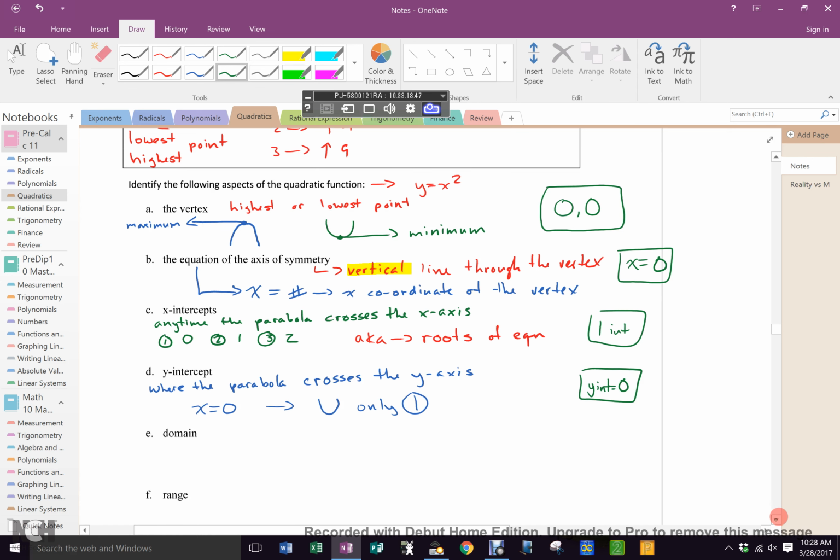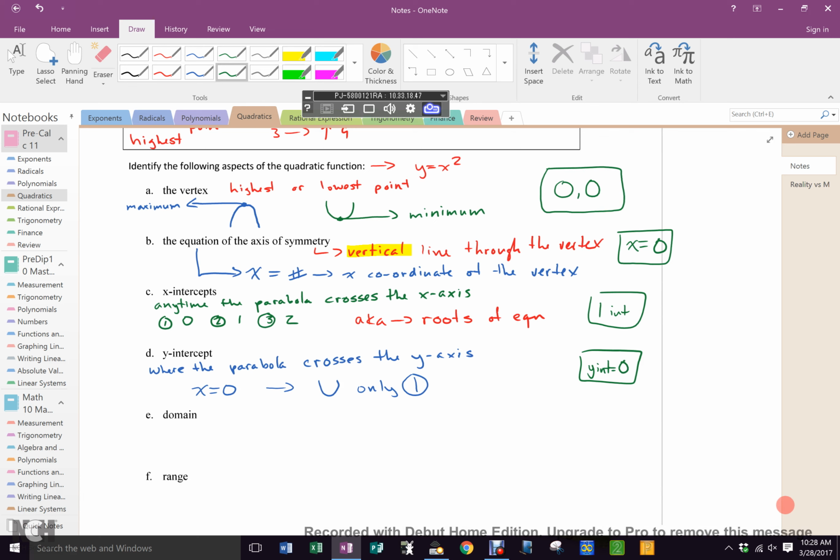Okay. Now, I taught a great many of you grade 10, and a great many of you had trouble with domain and range. So I'm going to make this as simple as possible. The domain is all possible x values. Please notice the word possible. We're going to talk about that in a minute.